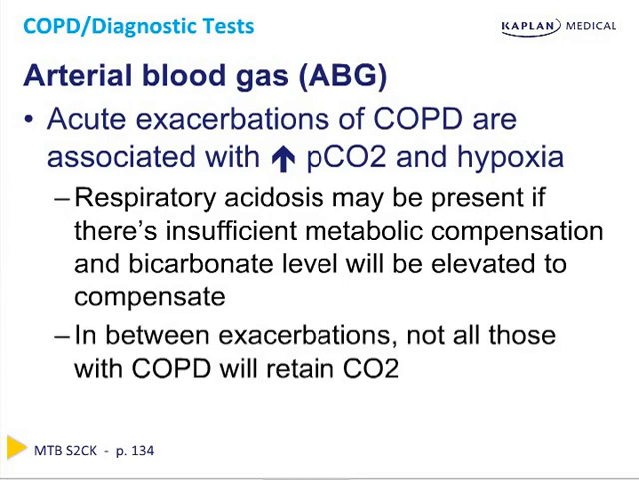In between exacerbations, not all patients with COPD will retain carbon dioxide. However, some patients will, and the patients who are chronic carbon dioxide retainers will show some increase in their bicarbonate level because the kidneys will be compensating for this chronic respiratory acidosis over time. The pH in these patients will be close to normal at around 7.4.